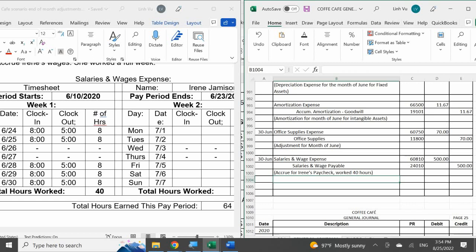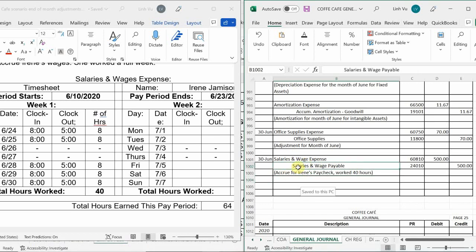We don't know. Irene might call in sick on Monday. Irene might call in sick on Friday. We do not know. So in this case, we cannot calculate our federal income tax withholdings yet, because we don't know what her grand total amount is. That only happens when you actually pay your employees, right? So in this case, that's what happens.